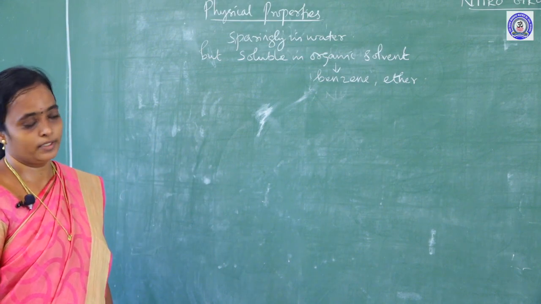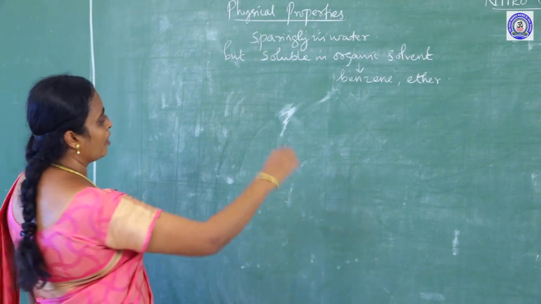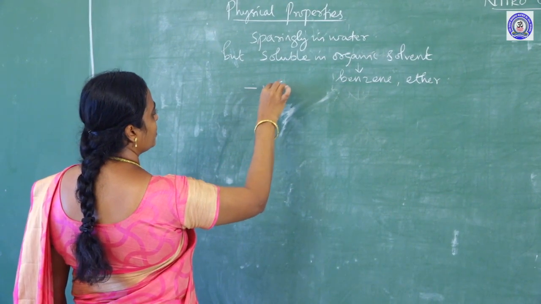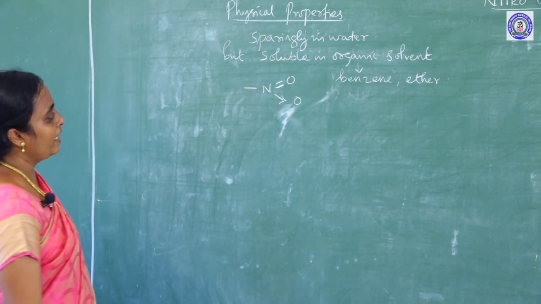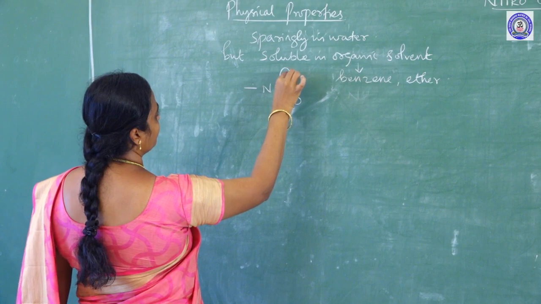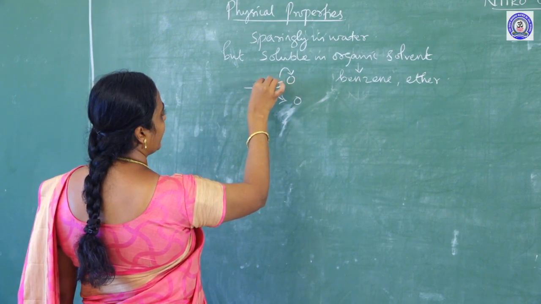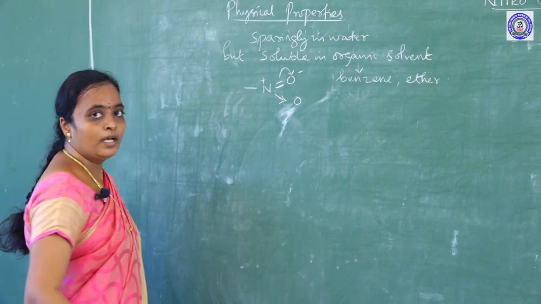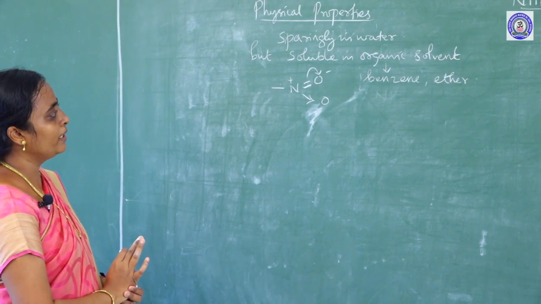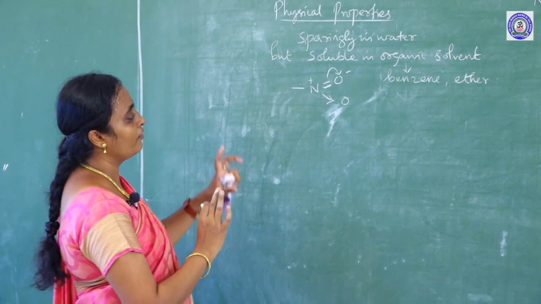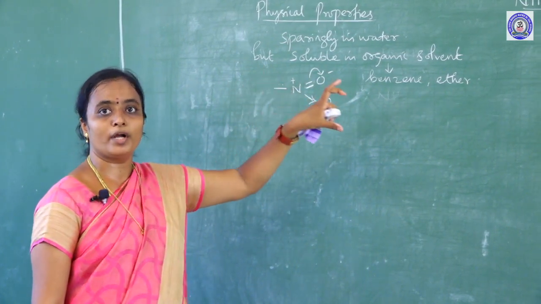Okay, what is the reason for the low solubility in water and the solubility in organic solvents? A nitro compound is made up of a nitro group like this. One of the pi bonds is shifted to the oxygen, so on the whole you get N plus and O minus. Polarity is created. The solubility of nitro compounds we are going to explain based on the boiling point.